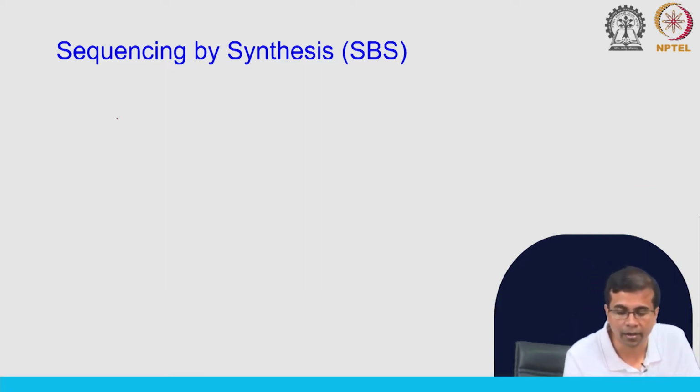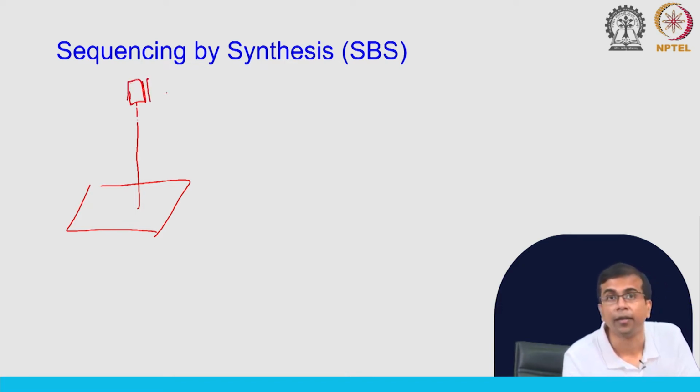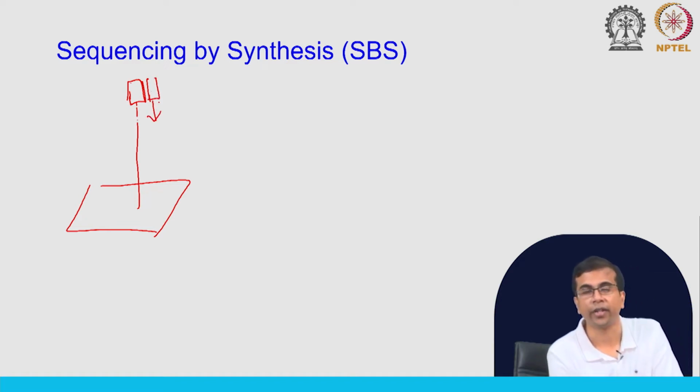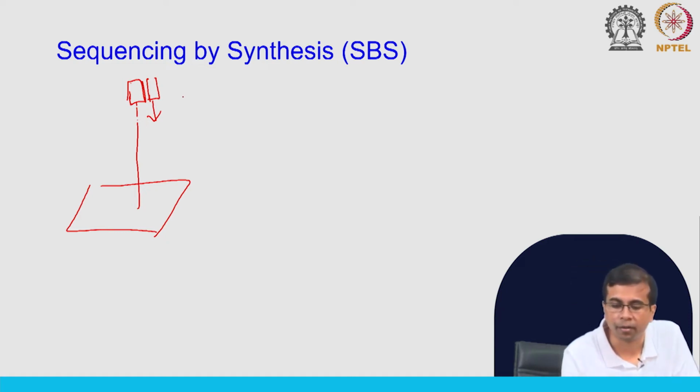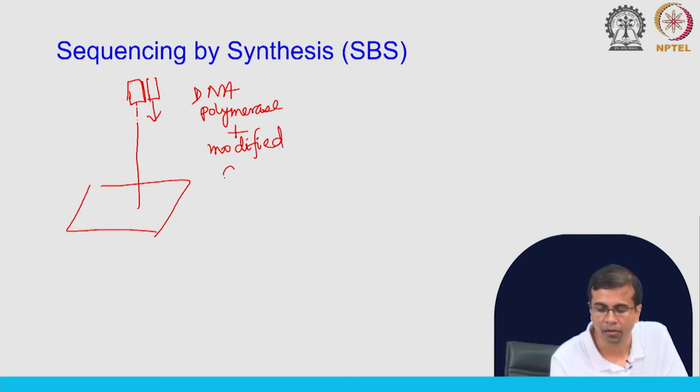So, you can imagine now, let us say you have this on the flow cell, we just focus on one single molecule. We have the adapter here, we have the primer. Here the primer is complementary to the adapter, let us say, and we do the synthesis in this direction. So, what we have is DNA polymerase, and we have modified dNTPs.